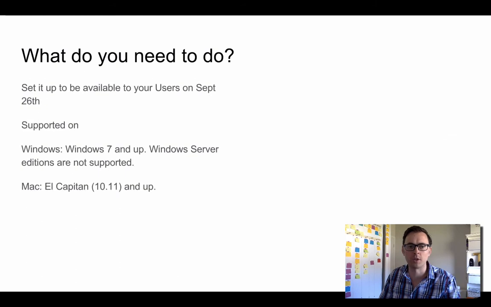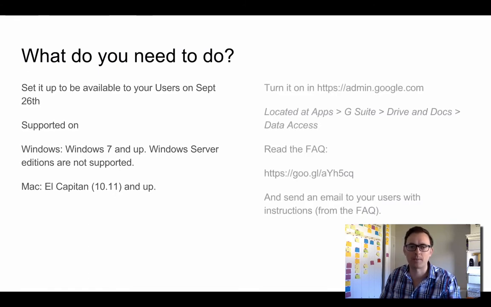So what do you need to do? You can go into your admin panel in G Suite now and enable this change. You can do that setup, and then on September the 26th, your users can start to change over to the new tool. It's supported on Windows 7 and up, and El Capitan 10.11 on Mac.